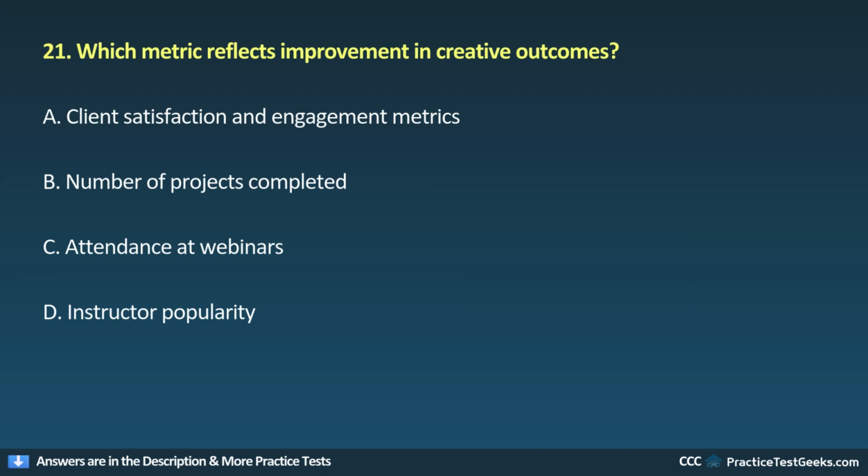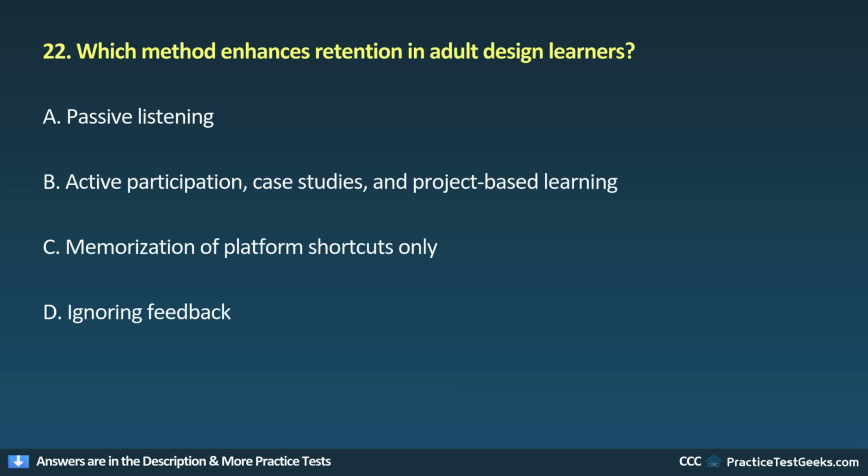21. Which metric reflects improvement in creative outcomes? A. Client satisfaction and engagement metrics. B. Number of projects completed. C. Attendance at webinars. D. Instructor popularity.